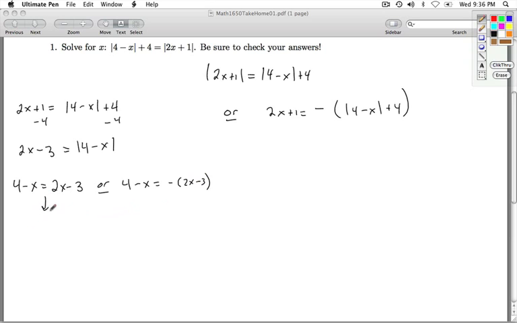You solve this equation like you did in Algebra 1. You add the x to both sides, add the 3 to both sides. So you get 7 equals 3x, so x equals 7/3. Or we'll distribute that negative through. We'll add 2x to both sides, subtract 4 from both sides. You're going to get x equals -1.